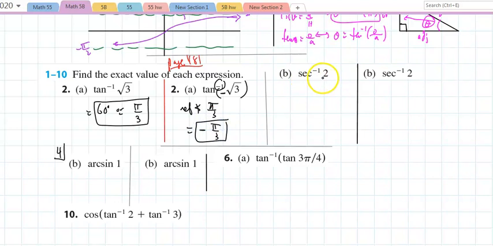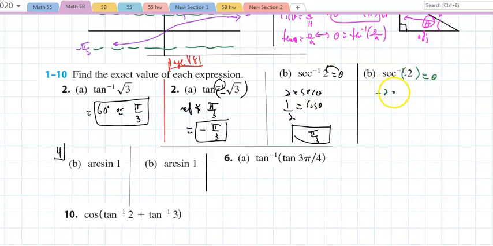If I say where does the secant inverse equal 2, remember that's an angle. This is saying where does 2 equal the secant of theta, or simply the reciprocal of this equals 1/2. And I know my 30, 60, 90 triangle. That means the angle must be, and the angle is the answer, that angle must be pi over 3 or 60 degrees.